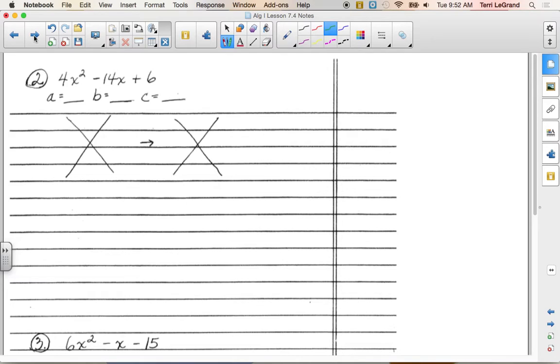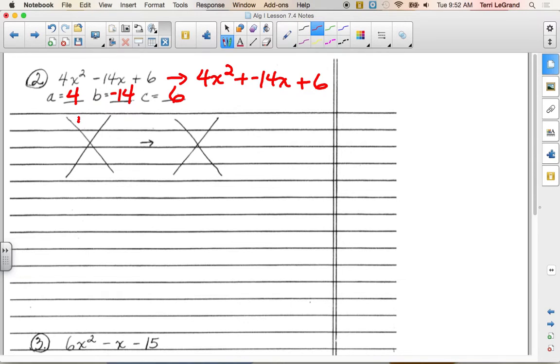Okay, what's the first thing we always want to make sure we do? Add the opposite. Unless you can make sure you identify A, B, and C correctly without changing it to add the opposite. If you tend not to do that part right, then you better do the add the opposite. So our A is 4, B is negative 14, and C is 6. Okay. What are we going to do up here?